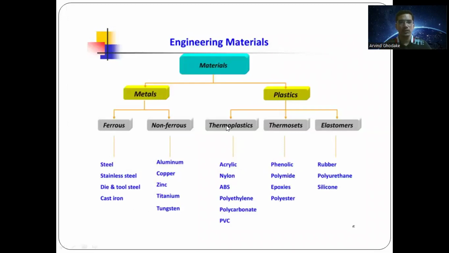All these are interconnected with each other. Then, classification of the engineering materials. Materials are basically classified in two ways. One is metals and the second one is plastics. Metals are further classified into ferrous metals and non-ferrous metals. Here we are dealing with the non-ferrous metals. The definition of non-ferrous is: metals which do not have carbon present in them, and the material does not have iron as a base metal or parent metal. Such metals are called non-ferrous metals. Examples of non-ferrous metals are aluminum, copper, zinc, titanium, and tungsten.